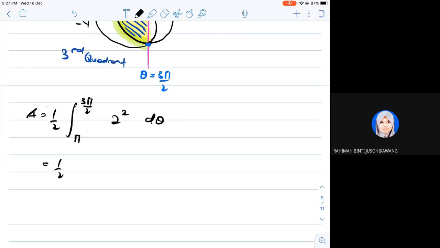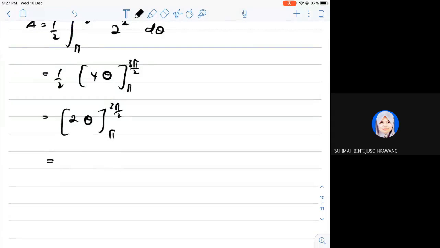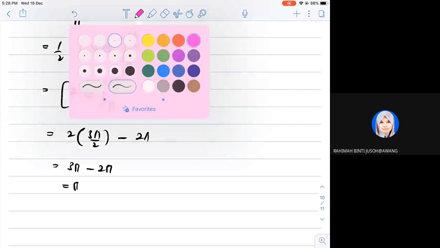So we have 1 over 2, 4 theta. 4 theta, substitute pi and 3 pi over 2. So 4 pi times half is 2 pi, 2 theta, substitute 3 pi over 2 and pi. 2 times 3 pi minus 2 pi. So we will have 3 pi minus 2 pi is pi. Okay, so that's the answer.